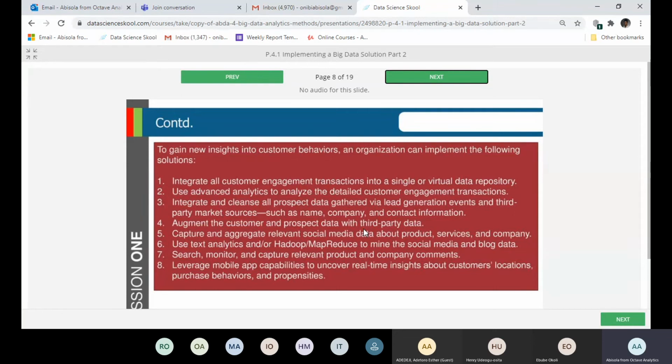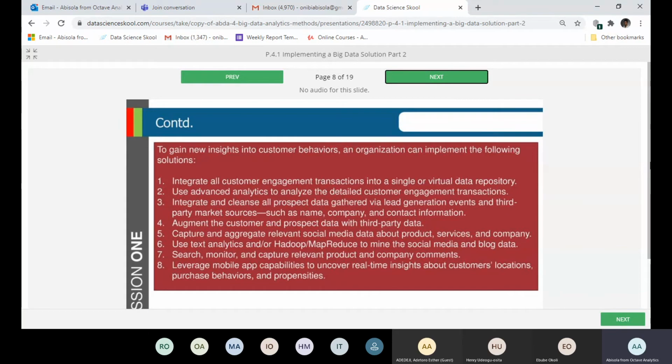So another thing is you can use text analytics, like the way you did the MapReduce example. You could use Hadoop to perform MapReduce solutions on your text analytics data, and you can also leverage mobile app capabilities. So mobile apps now access location, and based on location, you could understand your customer behaviors, and you could even get real-time insights based on your customer.